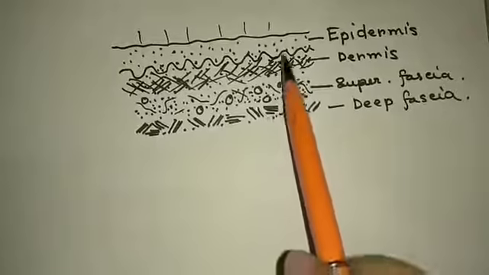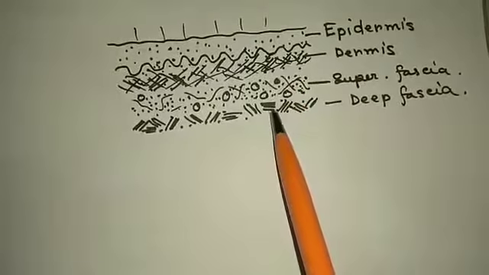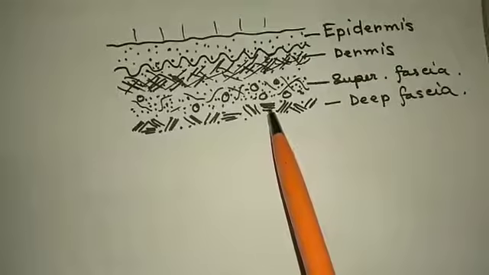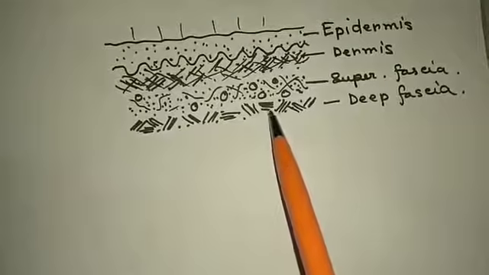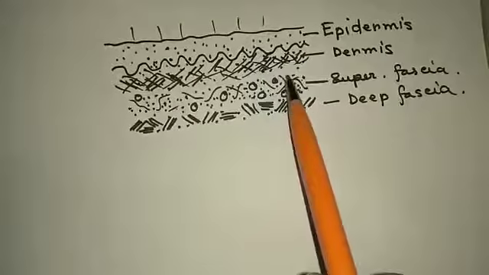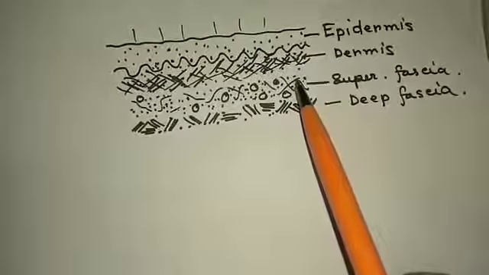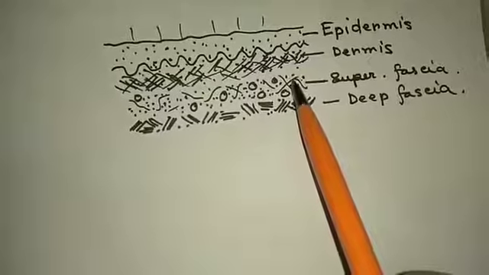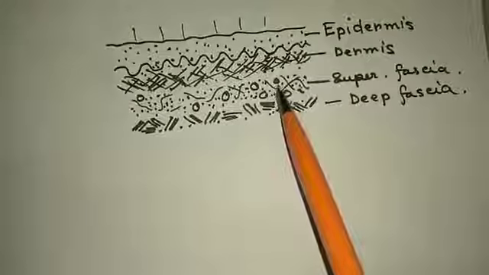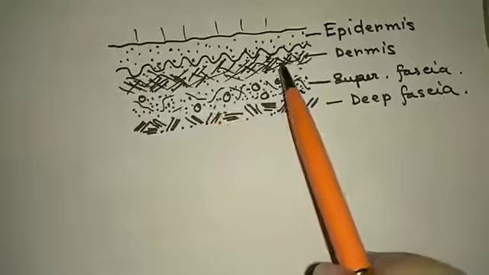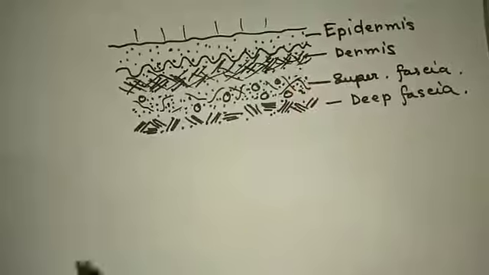You see, in these two regions the fibers are thicker and denser, but the cell number is less. But here the fibers are thinner, longer and less in amount, but the cell number is more than in the dermis and deep fascia.